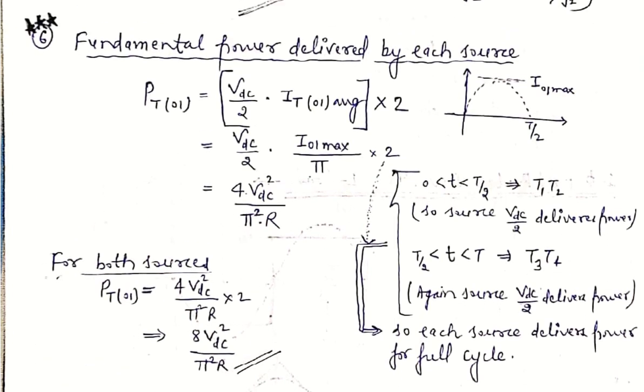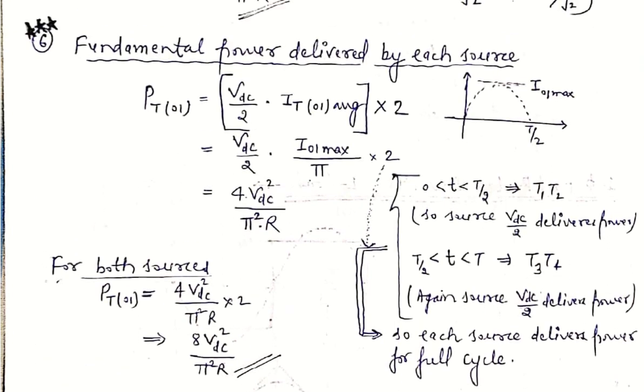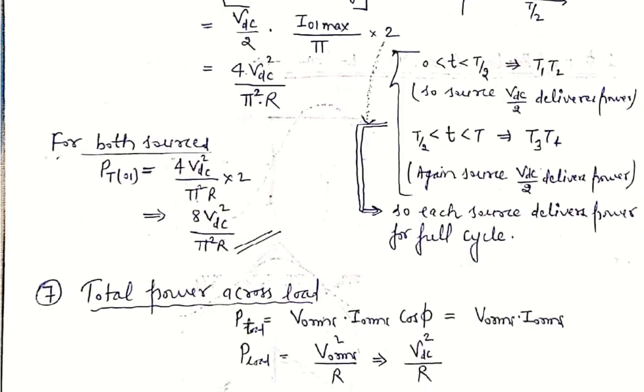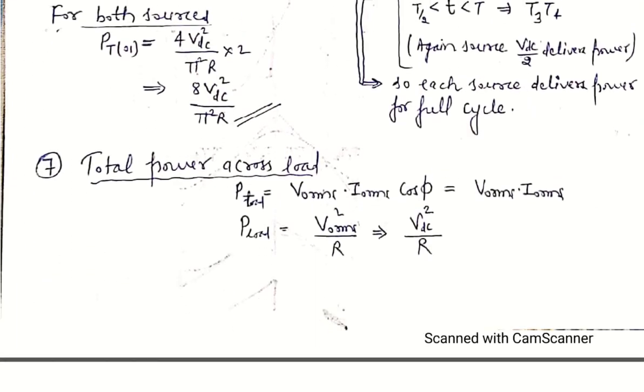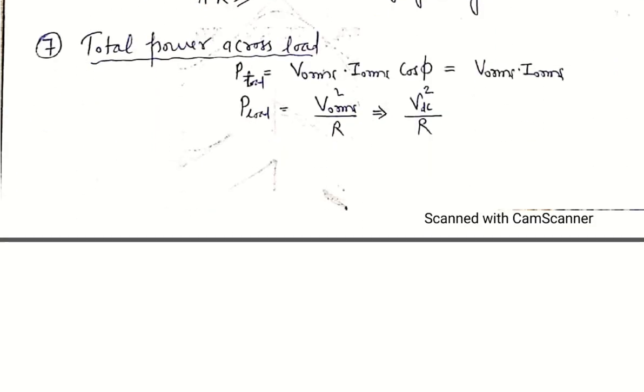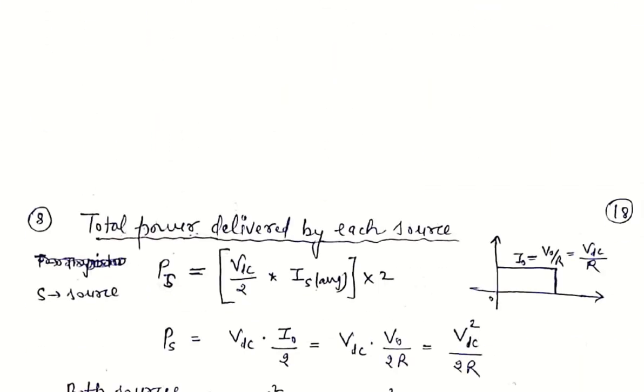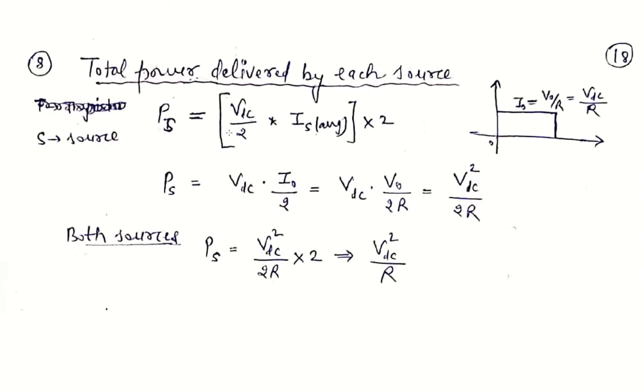If you want to write for both sources, we simply multiply this expression again by 2. This is the fundamental power delivered by each source, and this is the total power. For the total power, we apply the RMS calculation: V0 RMS, I0 RMS, cos phi. Phi is the angle between the RMS output voltage and current, and cos phi equals 1 because of the resistor load case. So power is calculated like this, and this is the total power delivered by each source. We calculated the fundamental, but we want the total power, so again we multiply by 2, the same concept, because of full cycle conduction of switches.